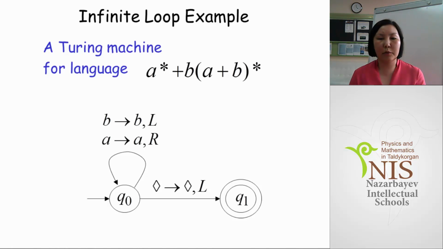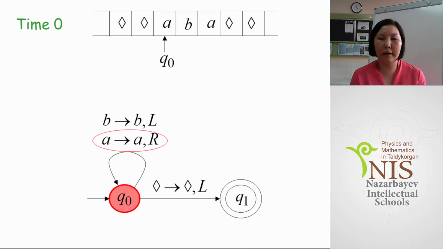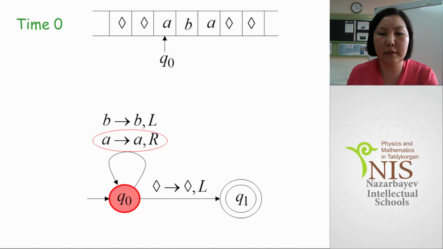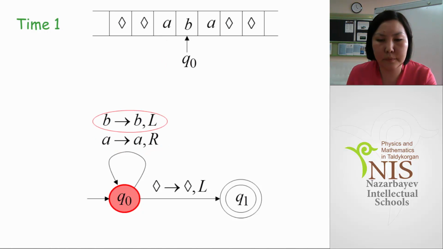Here is an example of infinite loop. You can see a diagram below and input string is given on the top. Let's look through this algorithm. When it sees a letter A in state Q0, it has to leave the letter, move right, and leave the state. The same, when it sees letter B, it will leave this letter, go left, leave the state.